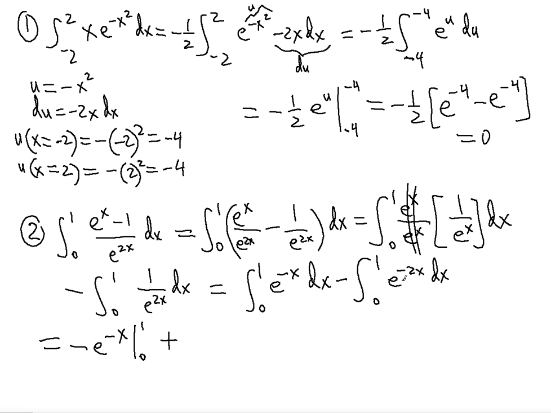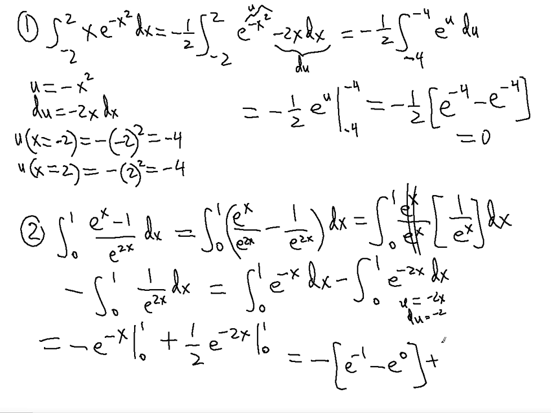So if u is equal to negative 2x, the du is equal to negative 2, so we would have to have a negative 1/2 in here. Together with the negative, it would give you positive 1/2. So plus 1/2 e to the negative 2x integrated from 0 to 1. So now this simply becomes minus e to the minus 1 minus e to the 0, plus 1/2 times e to the negative 2 minus e to the 0.